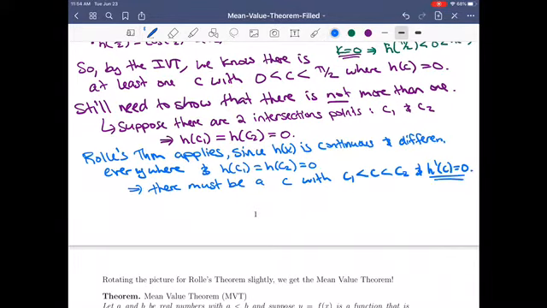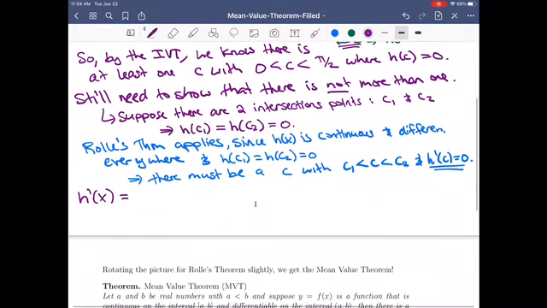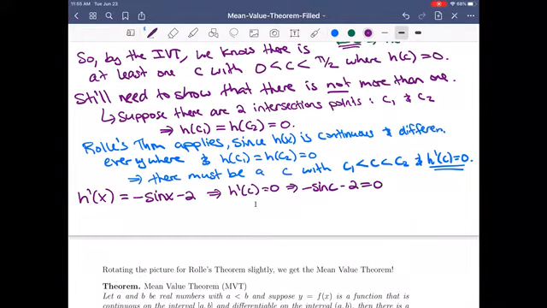Okay, so this is what's going to be the issue. If I take the derivative of h, so it's cosine x minus 2x, it's going to be negative sine x minus 2, right? That's the derivative. So h prime of c equal to 0 means that I have to have negative sine of c minus 2 equals 0. So if I rearrange this, sine of c has to equal negative 2 for some c value in between these two, C1 and C2. Okay, there's a problem here.